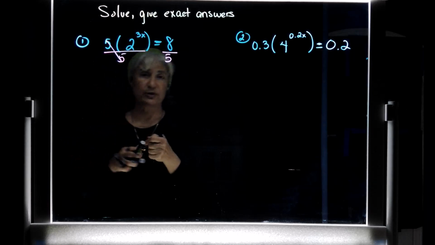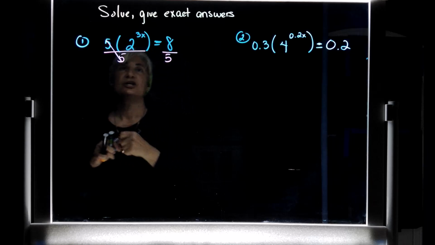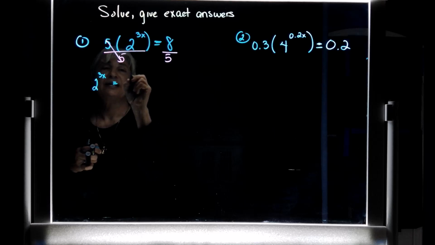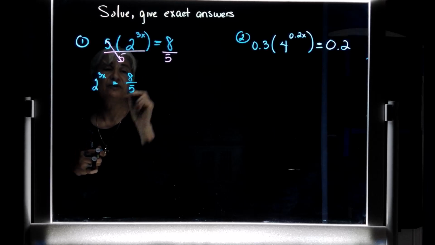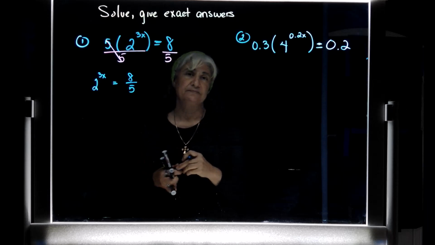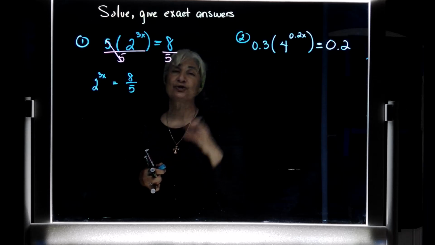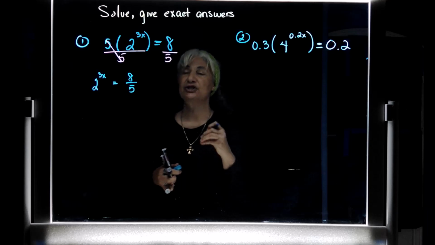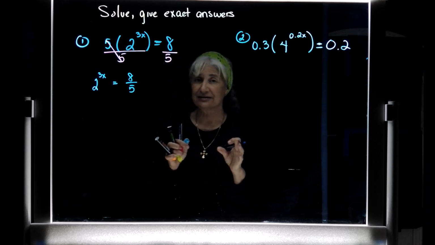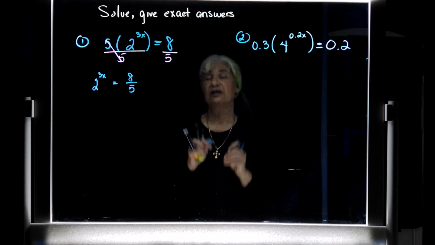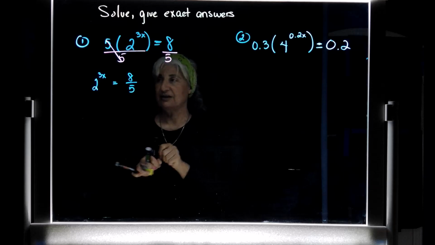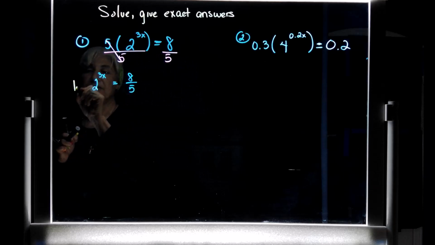The 5's cancel. Tell me what remains. 2 to the power of 3x equals 8/5. Very good. Cool? Okay. Now what? You're right, you can't turn an 8/5 into a base 2. The 8, but not the 8 over 5. So, log base 2 of both sides, got it. Let me write that down.